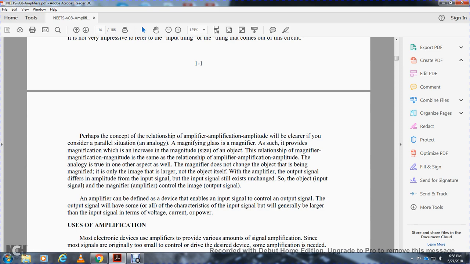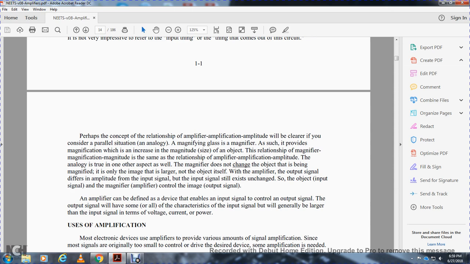Perhaps the relationship between amplifier, amplification, and amplitude will clear up if you consider a parallel analogy. A magnifying glass is a magnifier that provides magnification, increasing the magnitude or size of an object. The relationship of magnifier, magnification, and magnitude is the same as the relationship of amplifier, amplification, and amplitude. The analogy is true in other ways as well. A magnifier does not change the object being magnified; only the image is larger, not the object itself. The amplifier output signal differs in amplitude from the input signal, but the input signal still exists unchanged. The magnifier and amplifier control the image, or output signal.